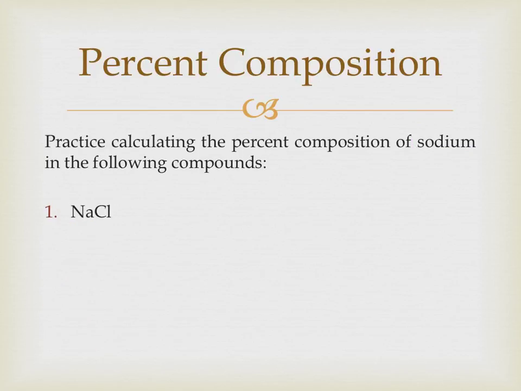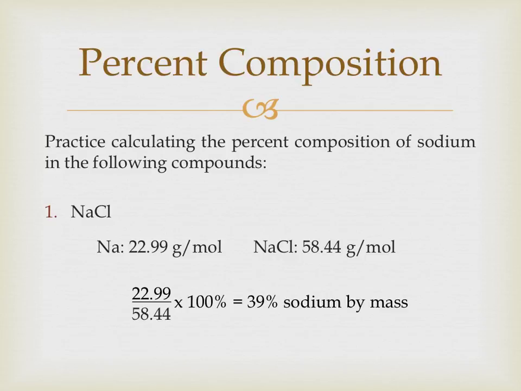So the first example is asking, what is the percent composition of sodium in sodium chloride? Well, the mass of sodium chloride is going to be the first thing that we need to calculate, which in this case is 58.44. And then the mass of however many sodiums are in the formula, in this example just 1, so 22.99 divided by 58.44 times 100, which gives us 39% sodium by mass.